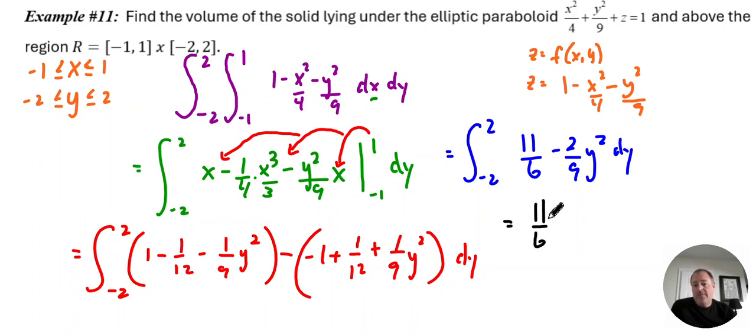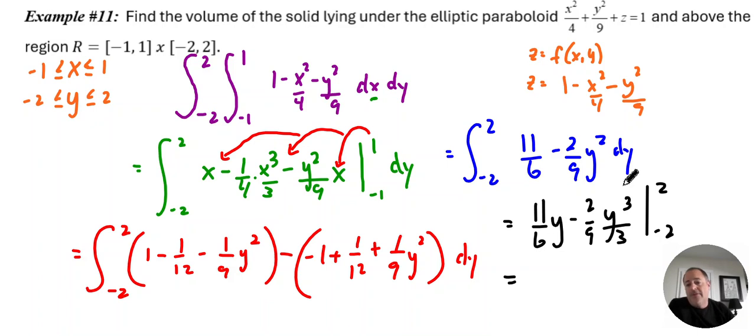We get 11/6 y minus 2/9 times y cubed over 3, evaluated from -2 to 2. And trust me, friends, this becomes pretty nasty. You know the fundamental theorem of calculus part 1: you plug in the 2 to both of these things, and plug in the -2.